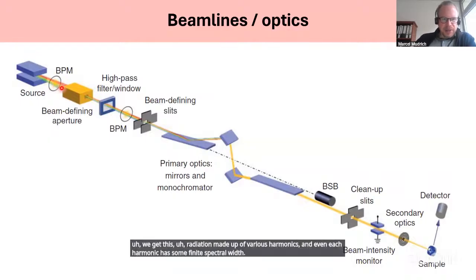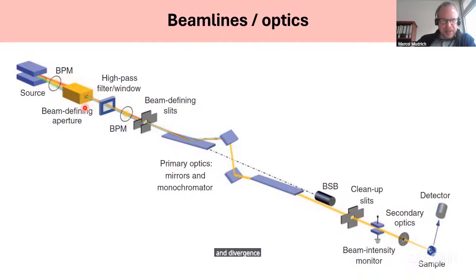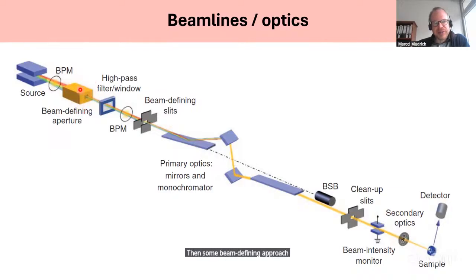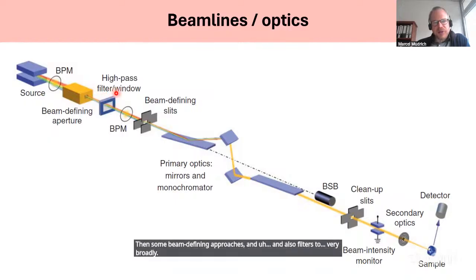spectral width and divergence. So the first element is to somehow skim out of this quite divergent and very intense beam a central part, which is less divergent, so we can better transport it through the whole beamline up to the sample. And so we have initially a BPM, that's a beam profile monitor, to get some first idea of what the profile of the beam is, then some beam defining apertures and also filters to very broadly filter the radiation.